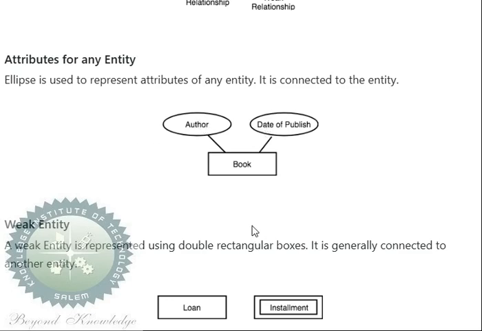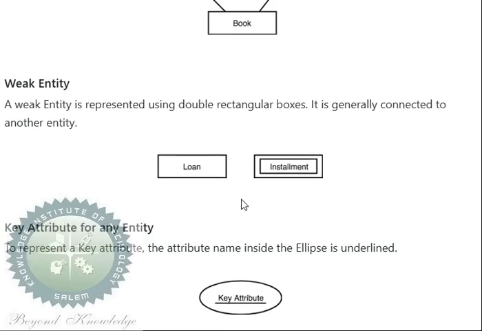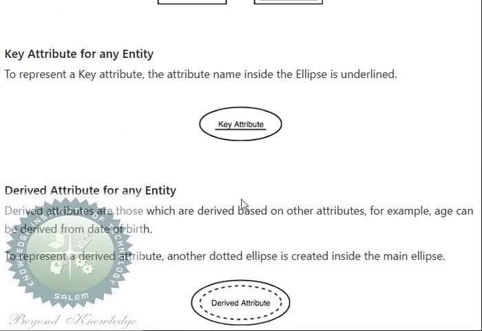So weak entity. A normal strong entity is a rectangle. A double rectangle box is a weak entity. A key attribute for an entity is represented using this symbol. See here, there's the ellipse. Inside the ellipse, there is an underline. That symbol we say is a key attribute for an entity.